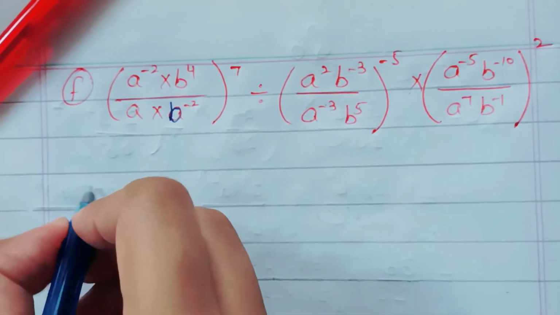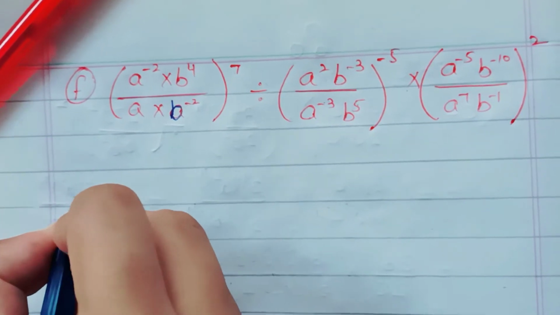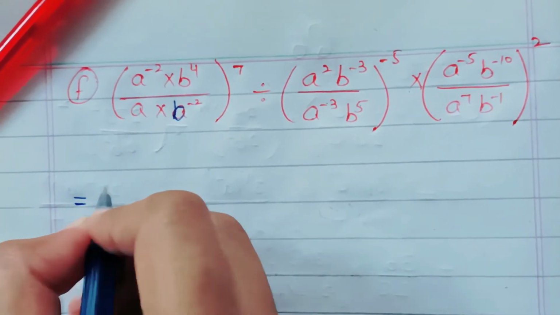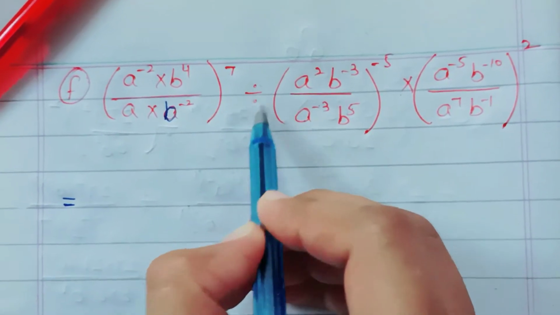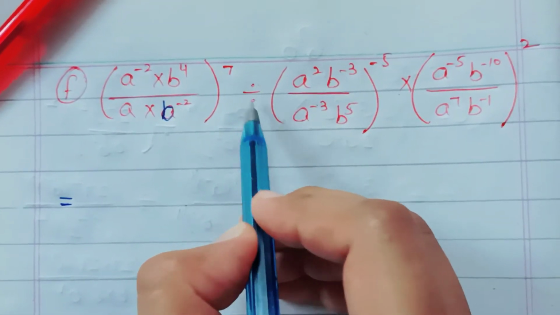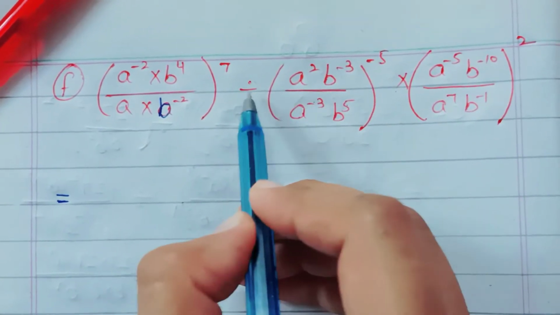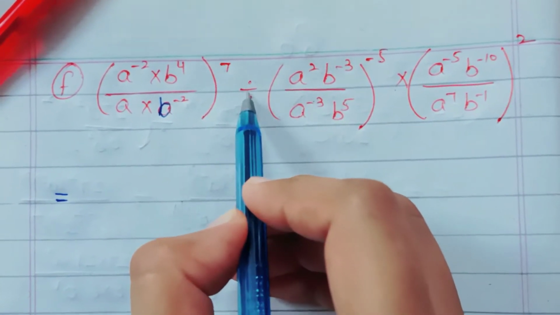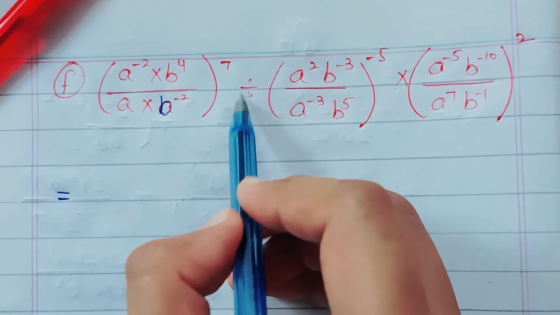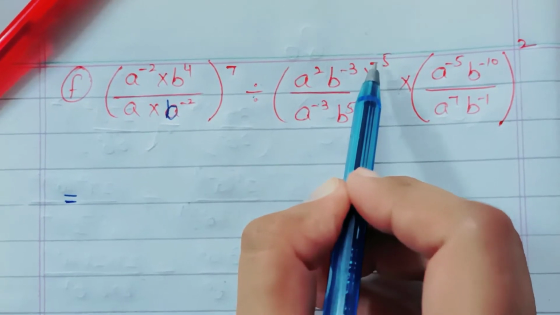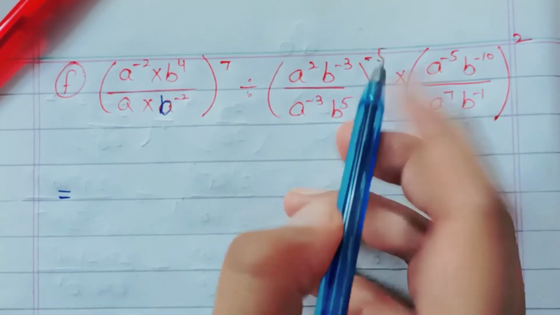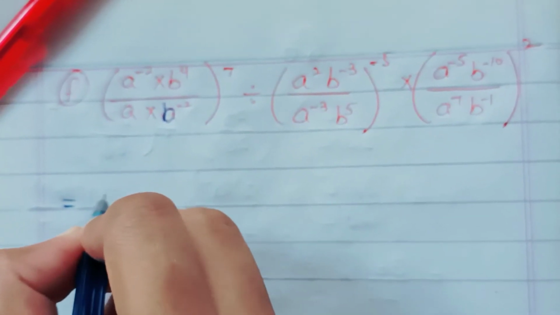In our first step, we will solve the powers, and in the same step I will take the reciprocal of this one term, because here it's division. Due to division, I will take the reciprocal of this one term and it will convert into multiplication. But before converting it into division, I will solve this minus power. So let's see how I will solve it.